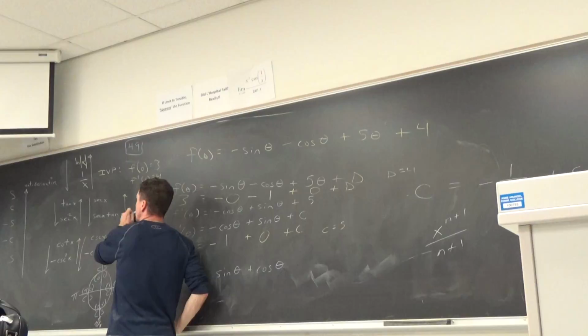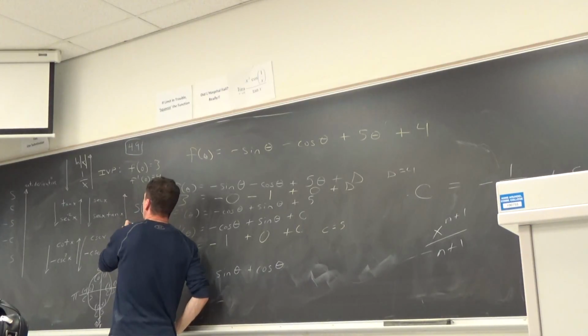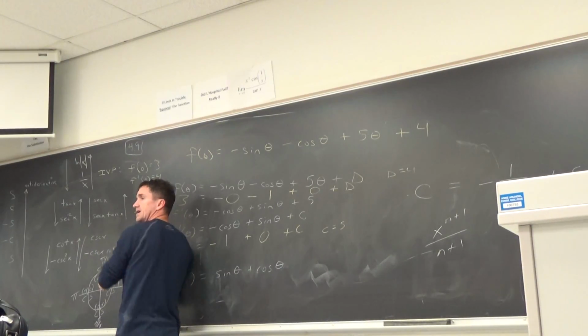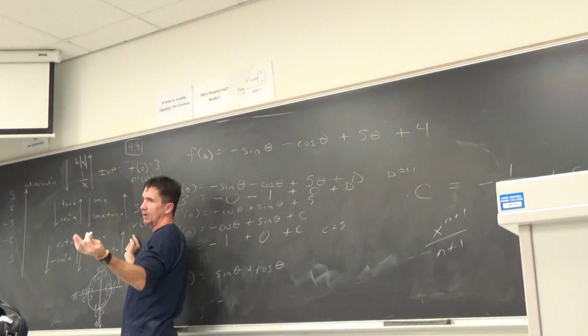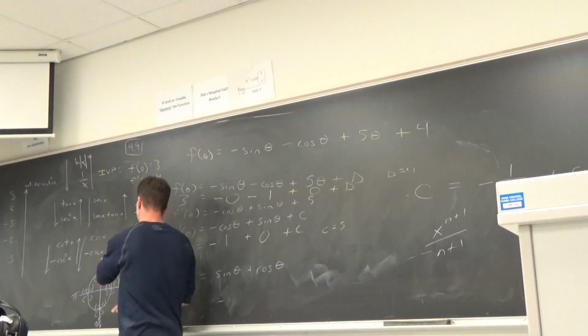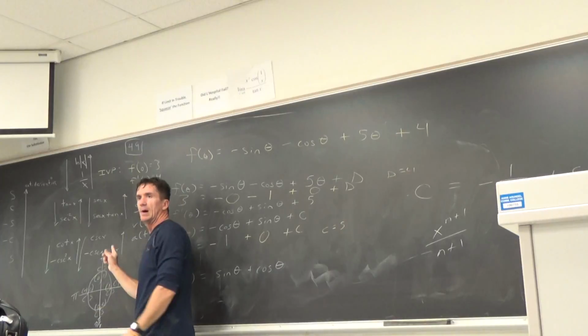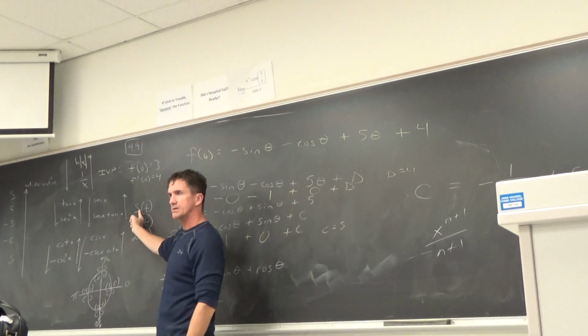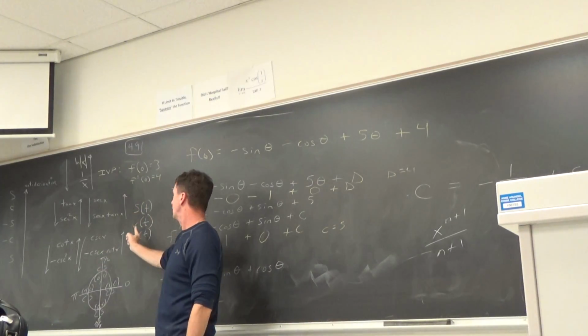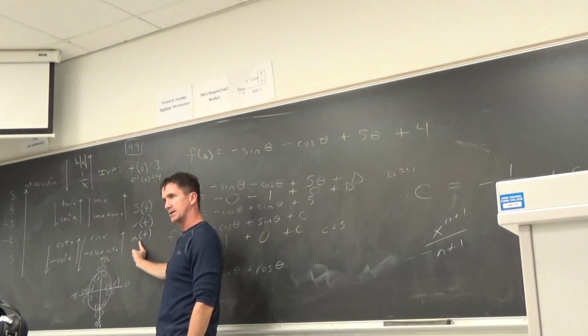The author likes to use S for position, okay? What letter does he like to use for velocity? B. And what letter does he like to use for acceleration? A. So keep in mind, we already know this. Position, velocity, acceleration. Velocity is the rate of change of position with respect to time. Acceleration is the rate of change of velocity with respect to time.